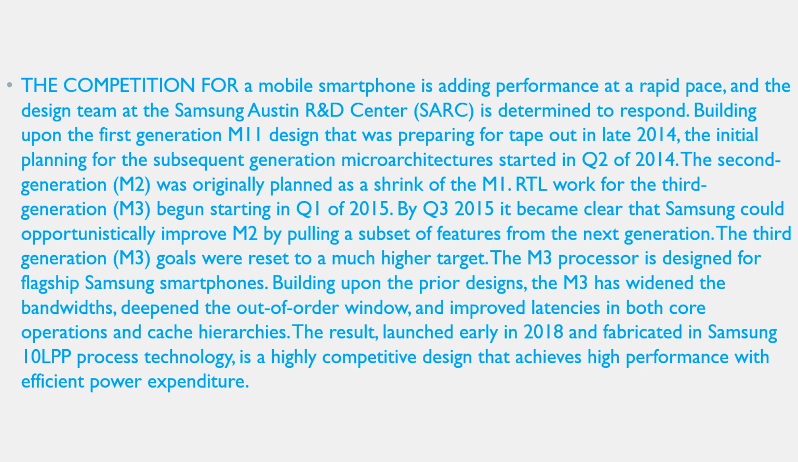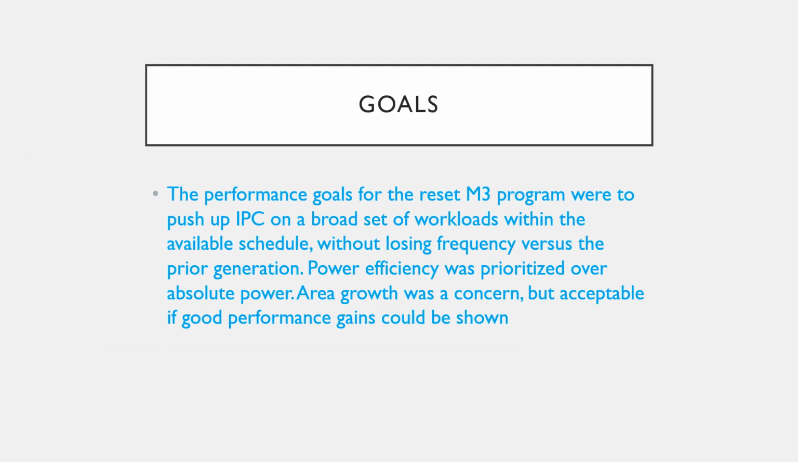The M3 processor is designed for the flagship Samsung smartphones, building upon the prior designs. The M3 has widened the bandwidth, deepened the out of order window, and improved latencies in both core operations and cache hierarchies. The result launched early in 2018 and fabricated in Samsung 10LPP process technology is a highly competitive design that achieves higher performance with efficient power expenditure.